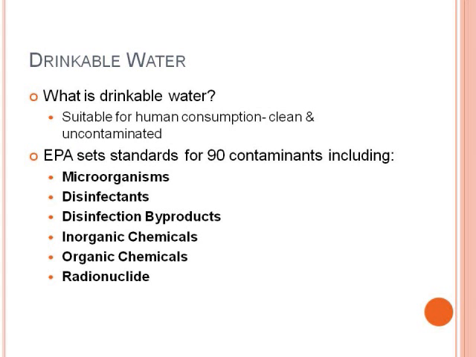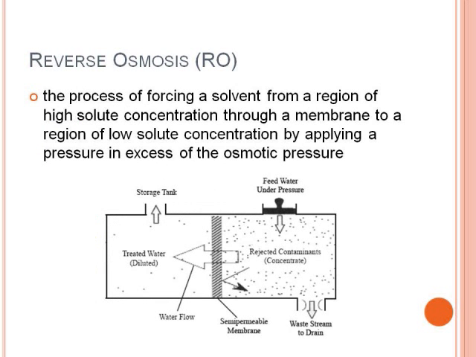So, what is drinkable water? It is water that is suitable for human consumption. Basically, it is clean and uncontaminated. According to the Environmental Protection Agency, there are standards for 90 different contaminants. These contaminants include microorganisms, disinfectants, disinfection byproducts, inorganic chemicals, organic chemicals, and radionuclides. Exceeding the maximum level of these contaminants requires some sort of treatment. So, what techniques can be used to achieve these standards?